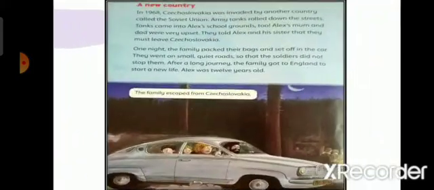Now turn your page. It is page number 86. The next heading is a new country. What's the new heading? New country. In 1968, Czechoslovakia was invaded by another country called the Soviet Union.